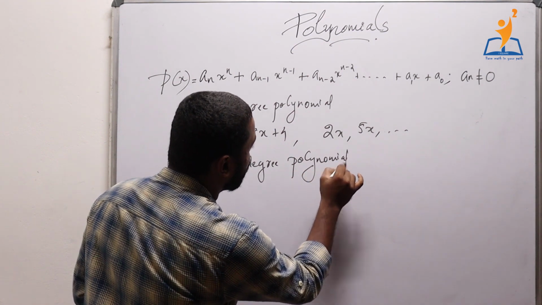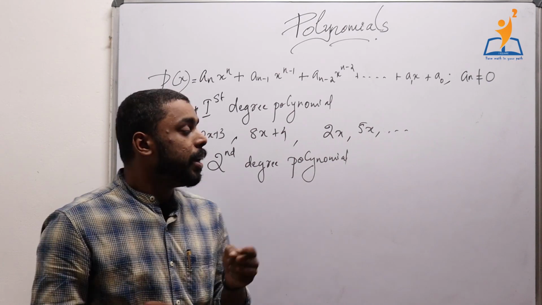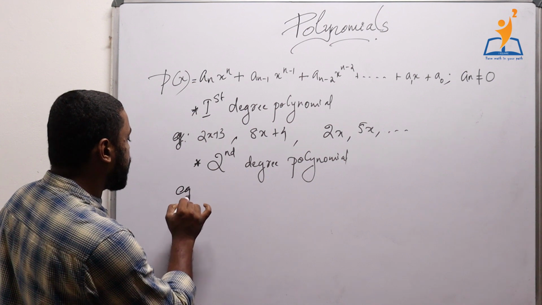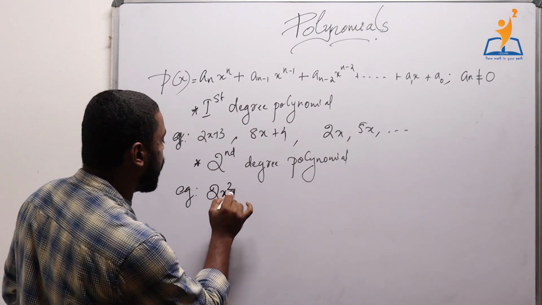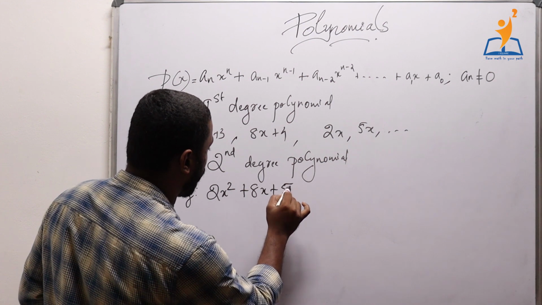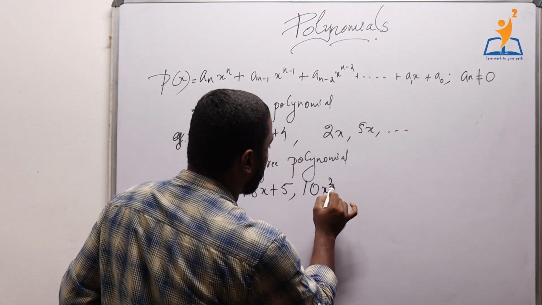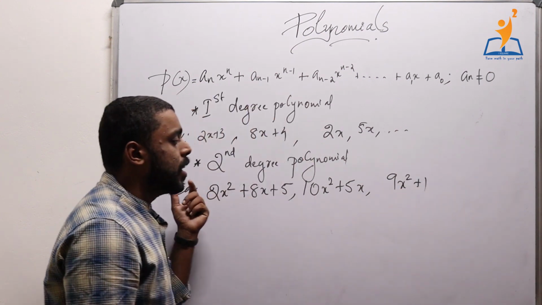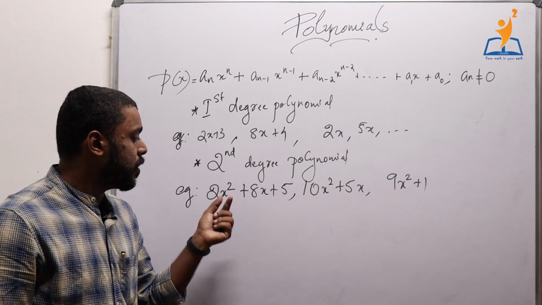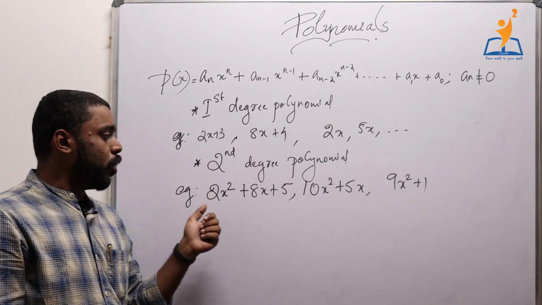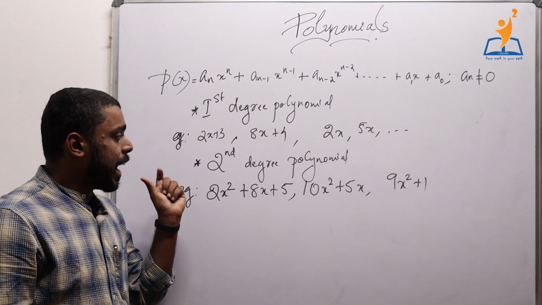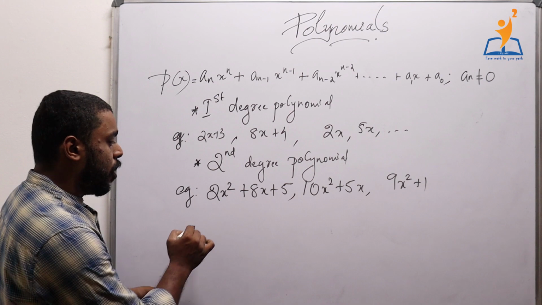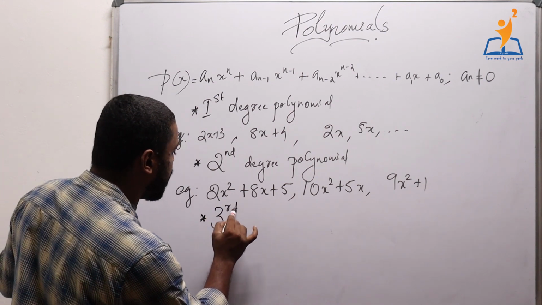So any polynomial with degree 2 can be named a second degree polynomial. We can have various examples like 2x square plus 8x plus 5, 10x square plus 5x, 9x square plus 1, etc. In all these examples, the highest power of the variable is 2. Hence we can say that the degree of the polynomial is 2, and hence we name such polynomials second degree polynomials. Similarly, we can also define a third degree polynomial.